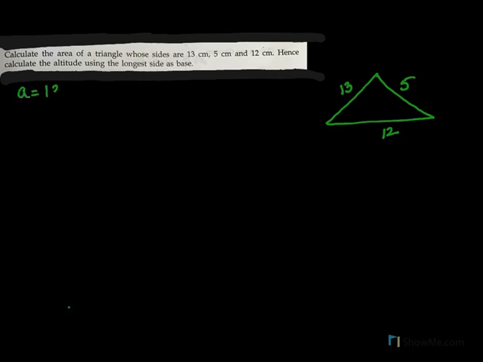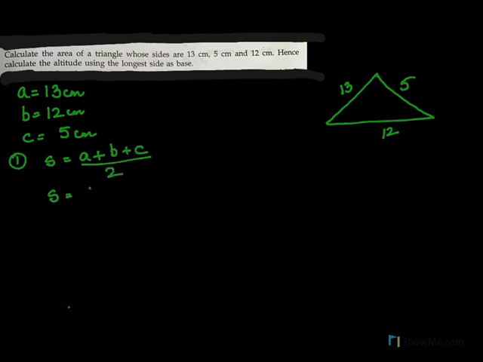So A is 13 centimeter, B is 12 centimeter, and C is 5 centimeter. Step 1, to find the semi-perimeter: (A plus B plus C) divided by 2. So S is (13 plus 12 plus 5) divided by 2, and S comes as 30 divided by 2, S is 15.